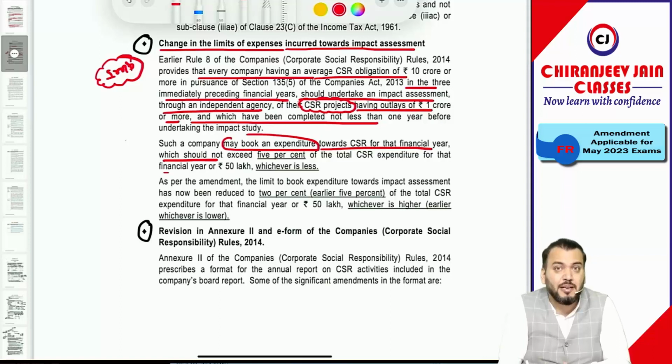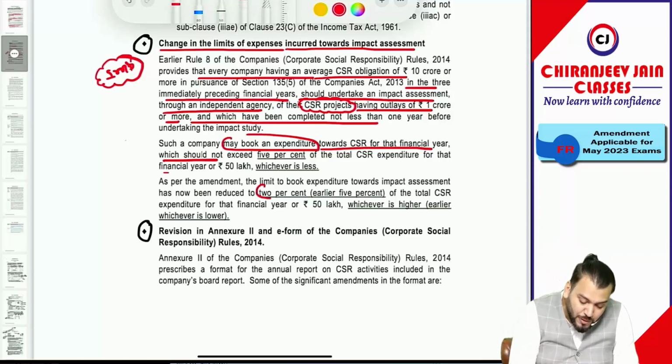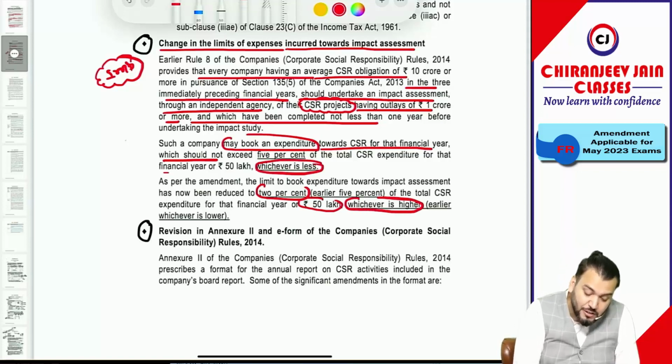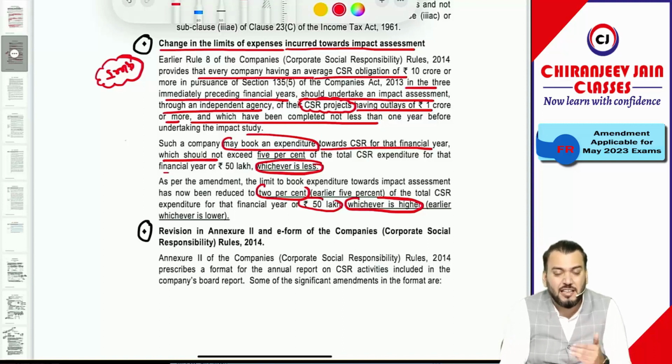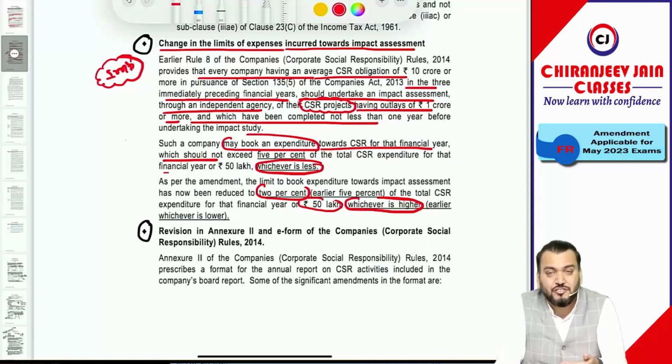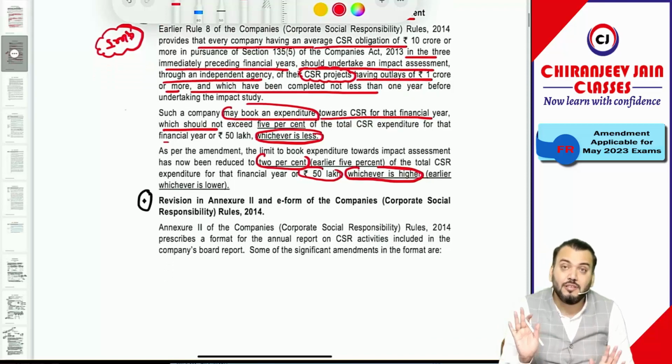It was 5% of total CSR expenditure, or 50 lakh, whichever is less. But now there is amendment, now 5% is reduced to what? 2%. So amendment is what? Now it is 2% of the total CSR expenditure of that financial year, or 50 lakh, whichever is higher. Previously it was whichever is less, now it becomes whichever is higher. So now the amount of expenditure of impact assessment which can be considered as CSR expenditure is 2% of total CSR expenditure of that financial year, or 50 lakh, whichever is higher. Understood? Have you understood?